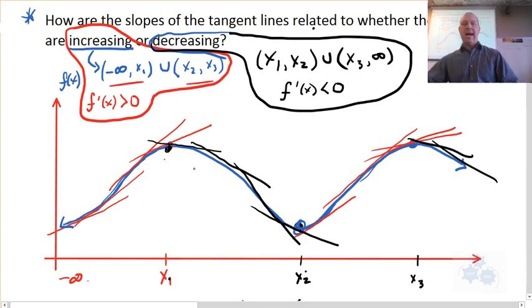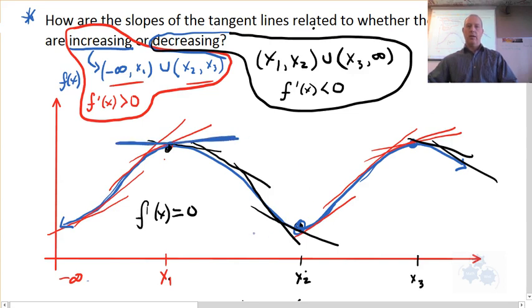Now what happens at 0? F prime of x equals 0. What happens there? That's when the slope is 0. What do those represent? That's where they are neither increasing nor decreasing. Good, you're learning from a few minutes ago. That's great. But why are these points significant where they have derivatives of 0?